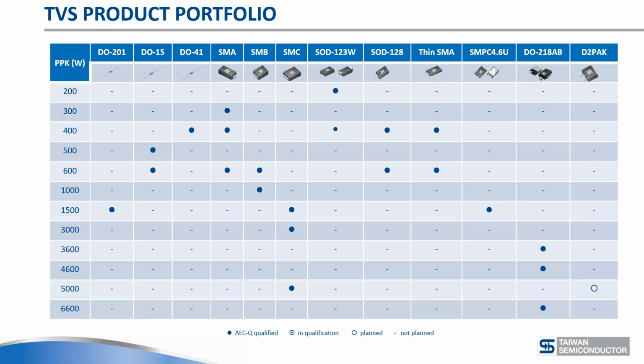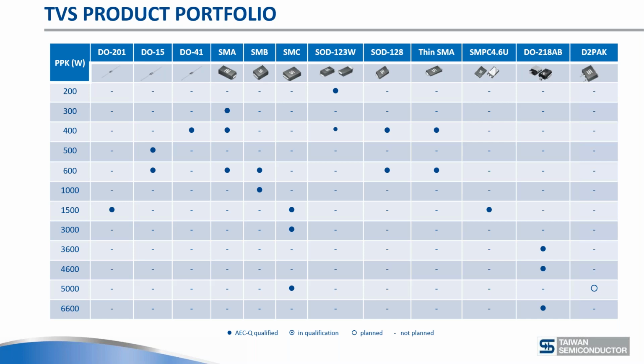The next slide, I'll pause for a second here, and you can see it yourself. I don't think the TVS product portfolio will change a lot in the next 5 to 10 years. It's been pretty stable. The bulk of the business is on SMA, SMB, and SMC, and those can cover from 400 watt or 300 watt all the way to 5 kilowatt.